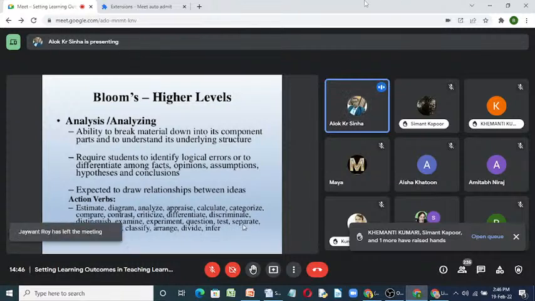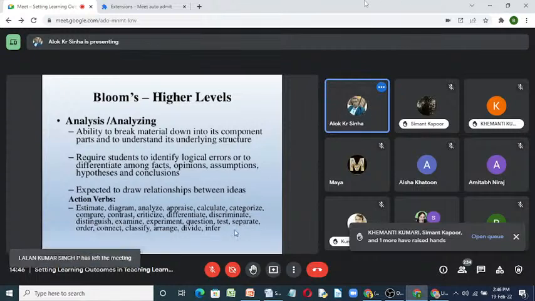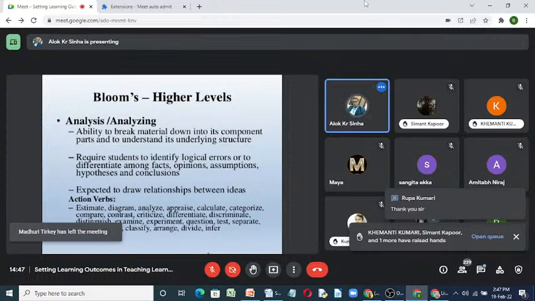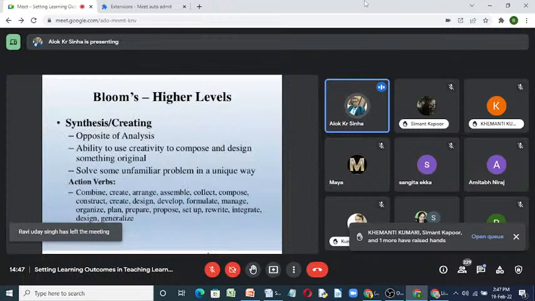He can draw a relationship between different types of ideas. Action verbs for analyzing are estimate, diagram, analyze, appraise, calculate, categorize, compare, contrast, criticize, differentiate, discriminate, distinguish, examine, experiment, question, test, separate, order, connect, classify, arrange, divide. So these are the action verbs we can use for creating the questions.